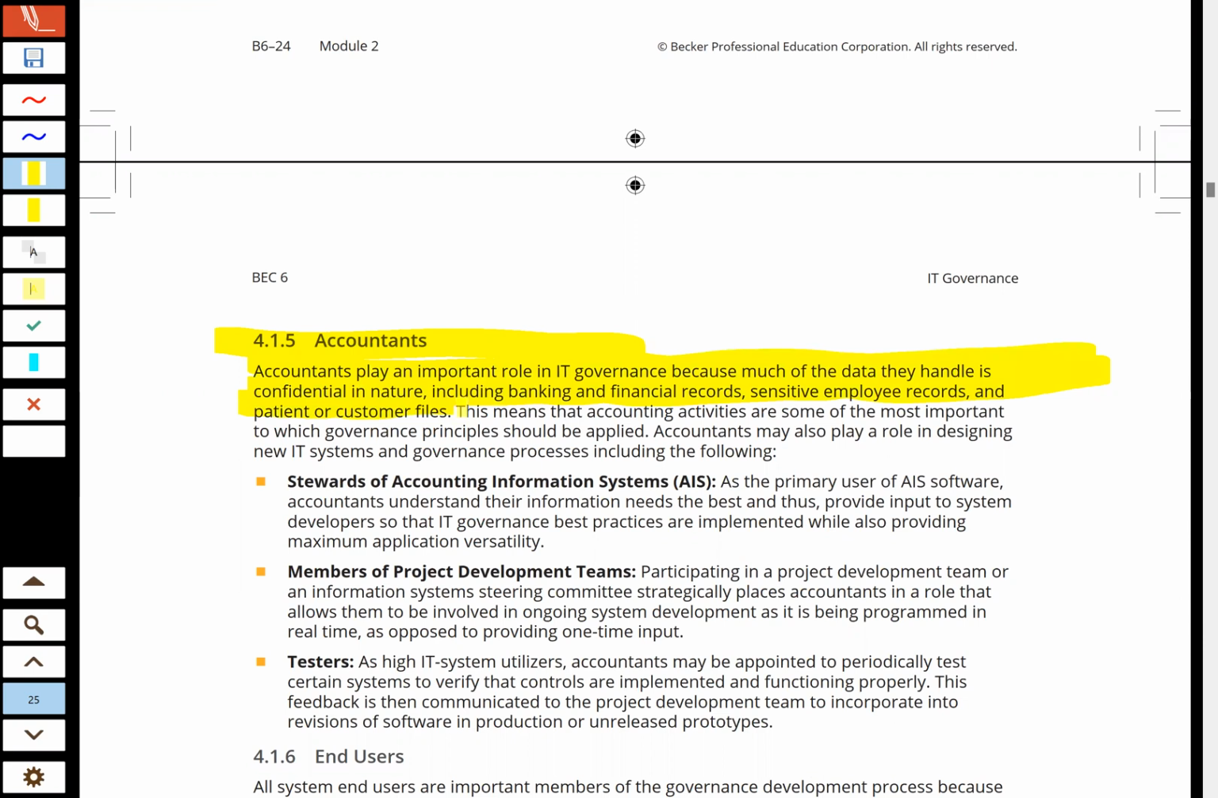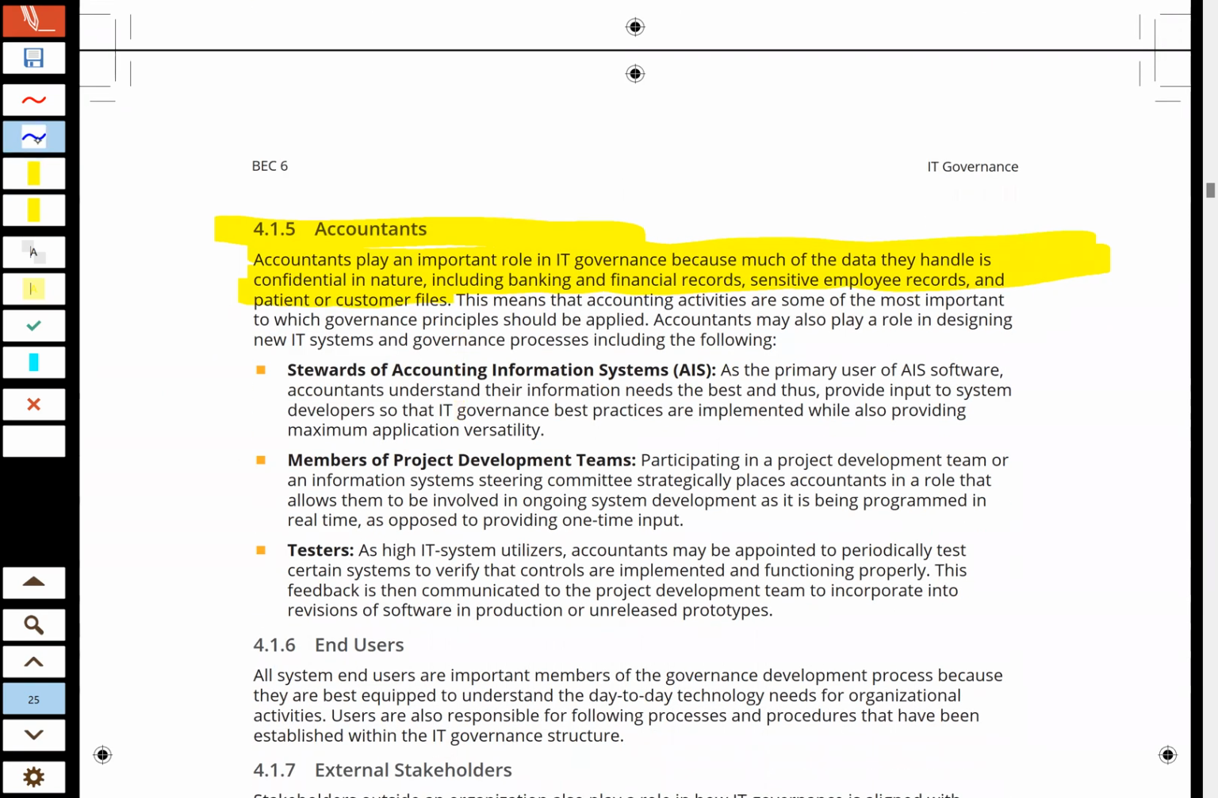Okay, so when we look at the accountant's roles, and let's flashcard these, they are stewards of accounting information, the primary user of the accounting information system, and they should provide input in the system development so that IT governance best practices are implemented while also providing maximum application versatility. They should be members of project development teams so that if we're implementing a new IT project, it's considering the accounting elements, and then they would be involved as testers.